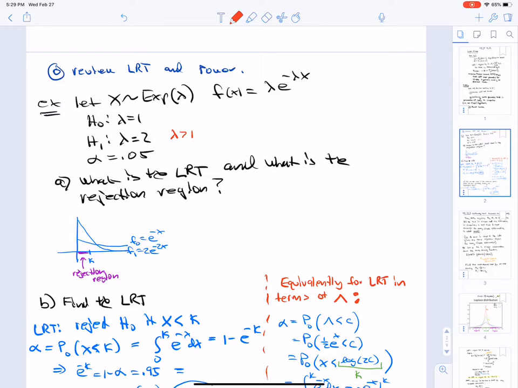the likelihood ratio test that we have will have the same cutoff when lambda is greater than 1, and hence our hypothesis test with lambda greater than 1 as the alternative will be UMP.